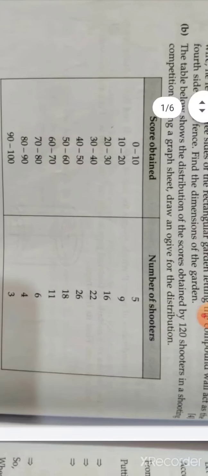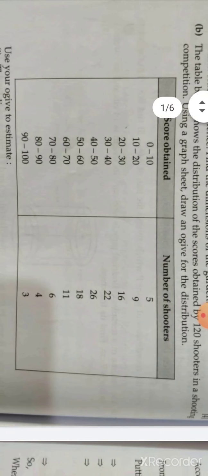Now see question number B of this question. The table below shows the distribution of the scores obtained by 120 shooters in a shooting competition. Using a graph sheet, draw an ogive for the distribution. Here two columns are given, score obtained as class intervals from 0 to 10 up to the last, 90 to 100, and the number of shooters are given.